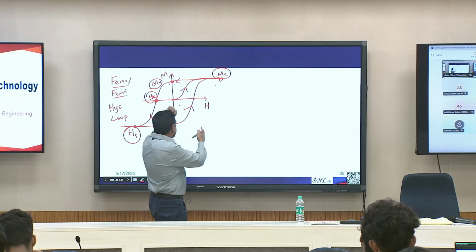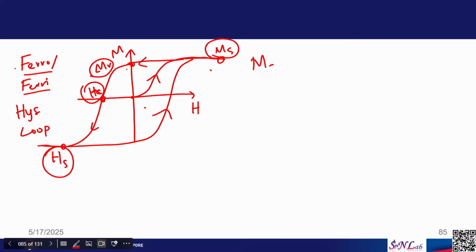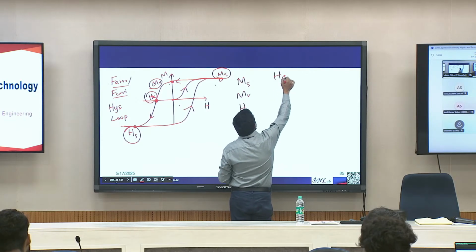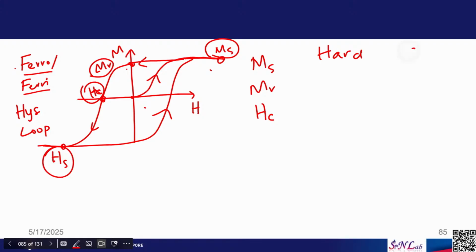Okay. So, based on the hysteresis loop, now we can measure Ms, Mr, coercivity and so on. Depending on the value of these parameters, we can classify ferromagnetic or ferrimagnetic materials into two types, hard or soft. Hard magnetic materials usually have large permanent magnetization with respect to Ms, so we can say a large Mr over Ms.